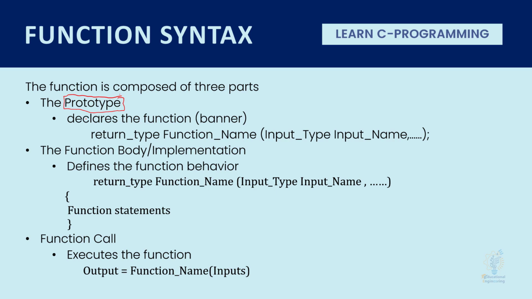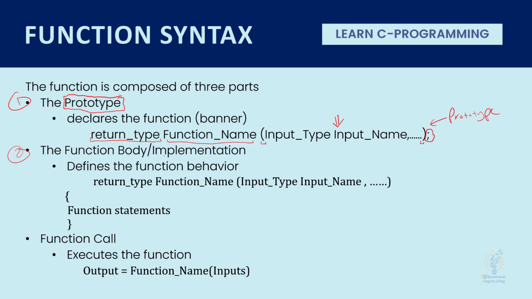Usually, the prototype includes the return type, as we already mentioned, the function name, two parentheses, and the input between the two parentheses, then the line ends with a semicolon. This is called a prototype. Now, this is the first part.